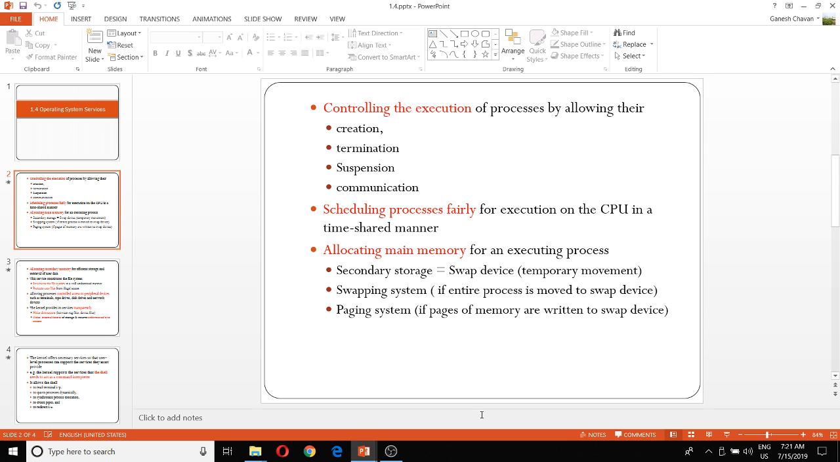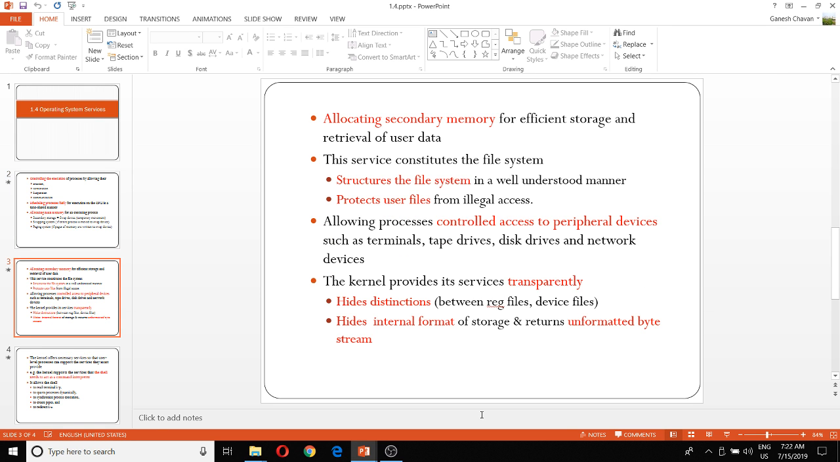Allocating main memory for an executing process. Secondary storage and the swap device are used for temporary movement: a swapping system if the entire process is moved to a swap device, and a paging system if pages of memory are written to the swap device. Allocating secondary memory for efficient storage and retrieval of user data. This service constitutes the file system.